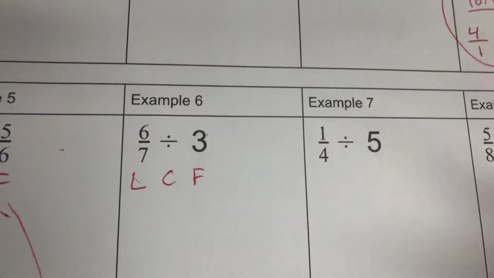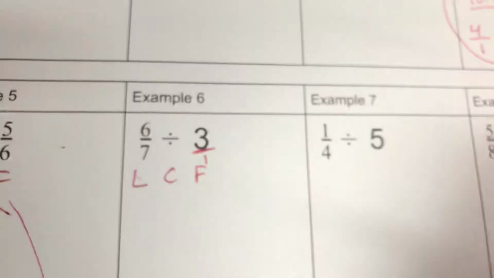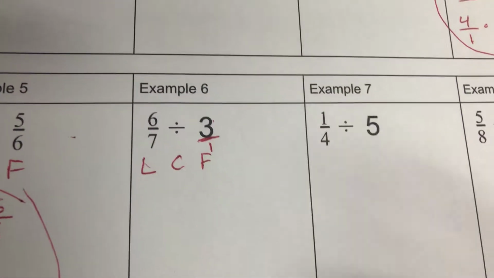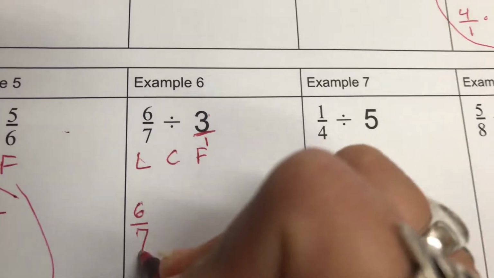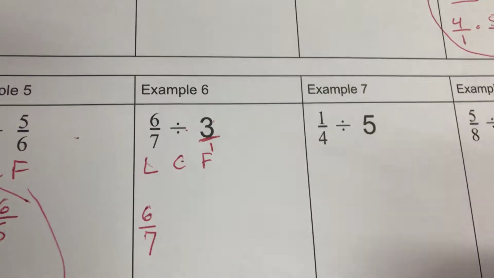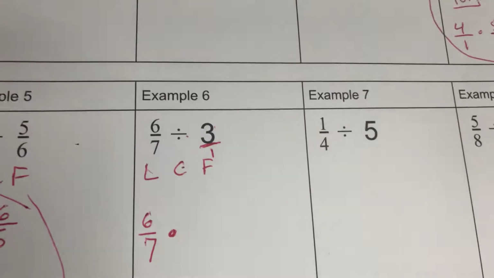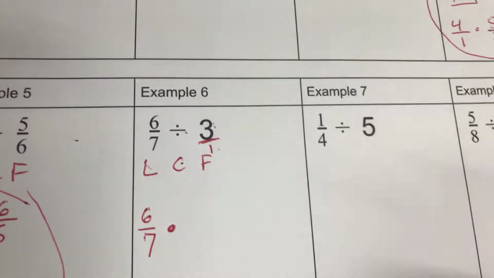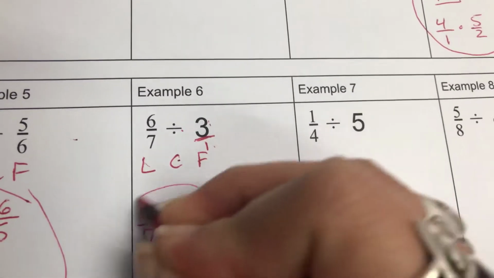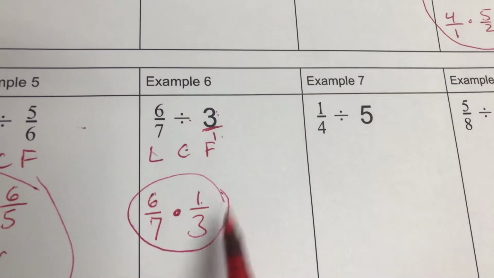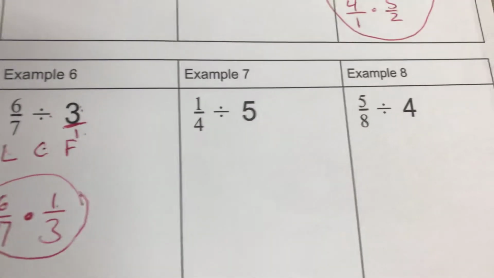Leave, change, flip. Uh-oh, 3 is a whole number. Remember, that's just over 1. So we're going to leave 6/7 as 6/7. We're going to change this division into multiplication, and we're going to flip 3/1 into 1/3. That is our equivalent expression.